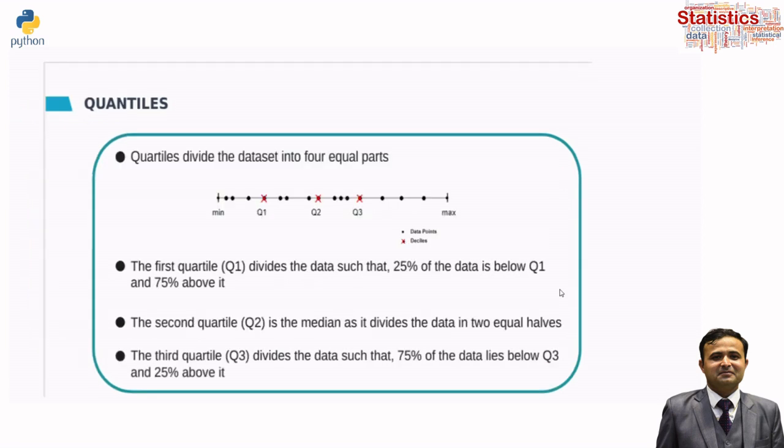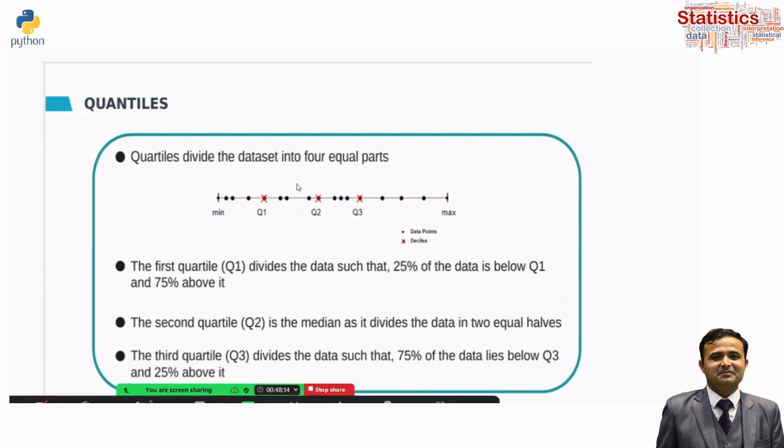Now see the example. If we are talking about the quantile, quantile divides the data set into four sections. First one is minimum, maximum. So quarter one, quarter two, quarter three. 1, 2, 3, 4. So it will split the data or divide the data into four sections.